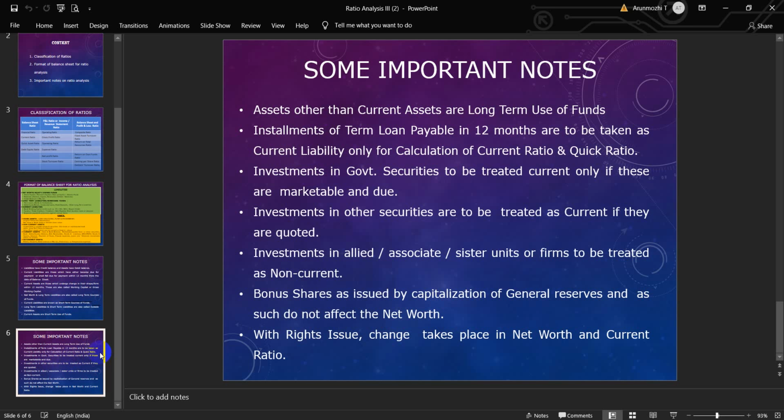Installments of term loan payable in 12 months are to be taken as current liability only for calculation of current ratio and quick ratio. Investments in government securities to be treated as current only if these are marketable and due. Investments in other securities are to be treated as current if they are quoted. Investments in allied, associate or sister units of firms to be treated as non-current. Bonus shares are issued by capitalization of general reserves and as such do not affect the net worth. With rights issue, change takes place in the net worth and current ratio.